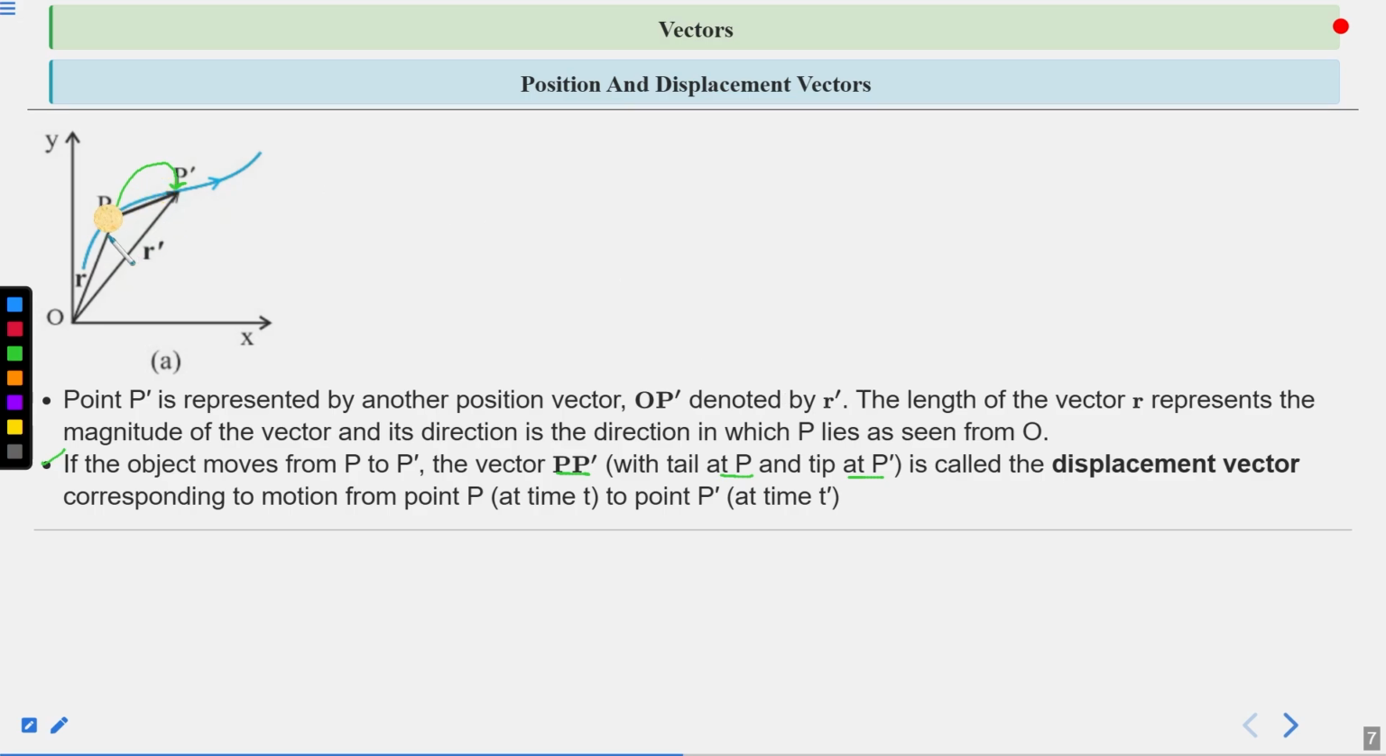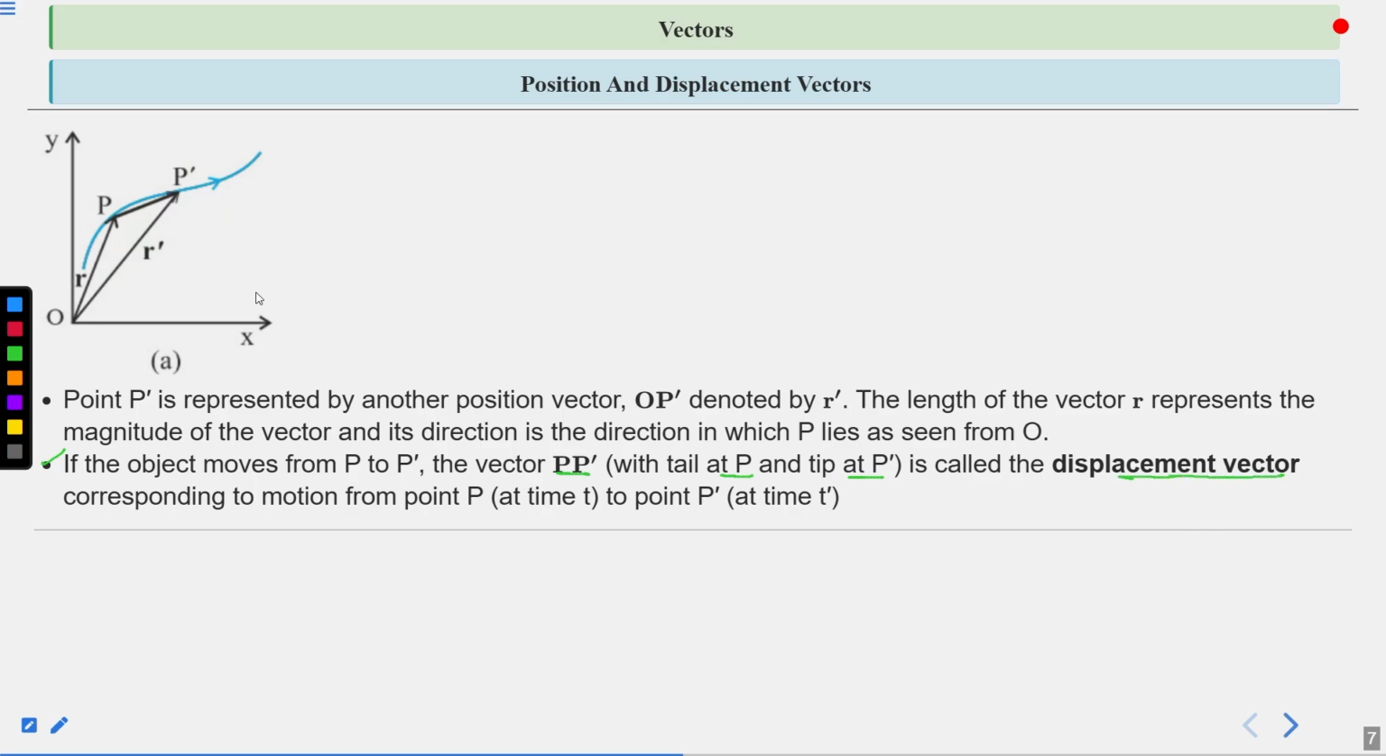So here the important point is this. Look at this arrow. This position is the tail and this position is the tip. So the tip is at P prime and the tail is at P. Now this vector PP prime is called the displacement vector.